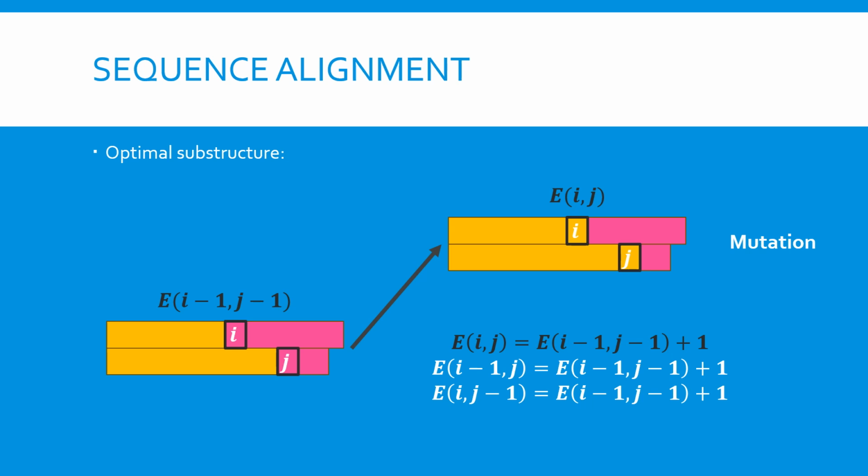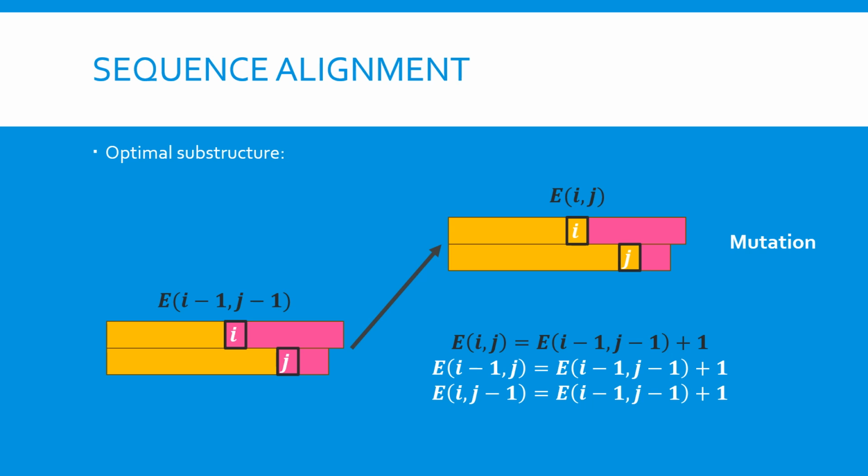Next, let's verify the optimal substructure property. Consider the case of applying a mutation to align S1i and S2j, which takes exactly one edit. Thus, we can express the relation as E(i,j) equals E(i-1, j-1) plus 1.